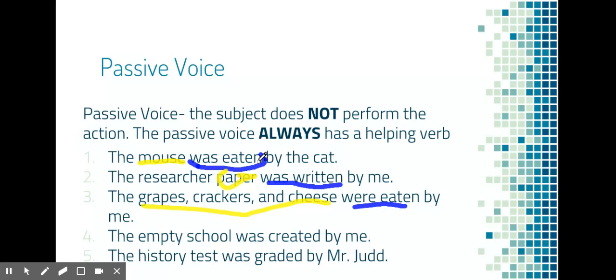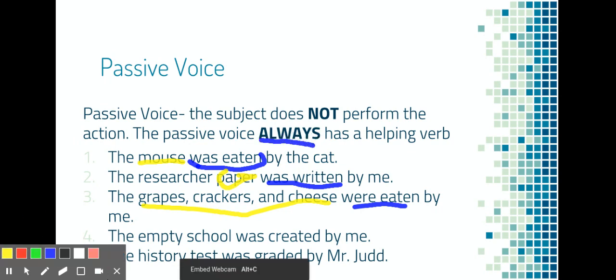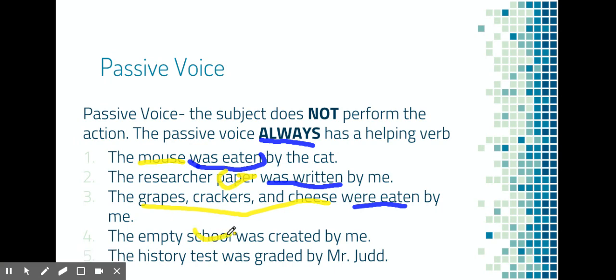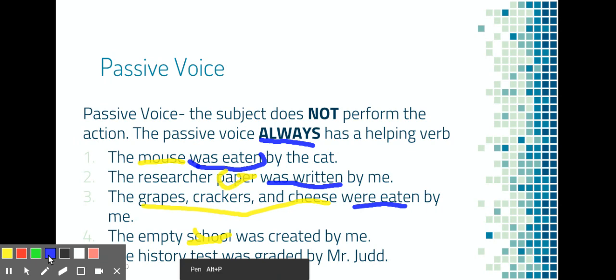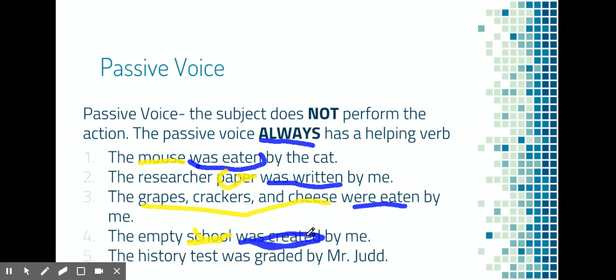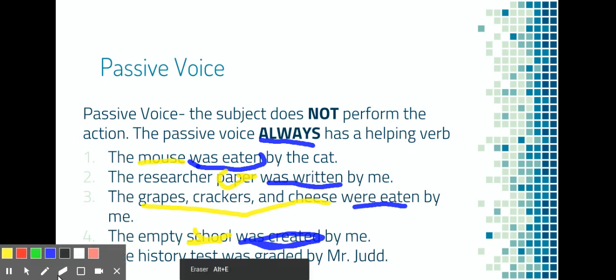So if you look, was eaten, was written, was eaten, with passive voice you're always going to have that helping verb. The school was created by me. What's the subject? School. Well, who created the school? Me. That's not the subject. The school is the subject, but me is the one doing it. So was created is my verb, and it has a helping verb.